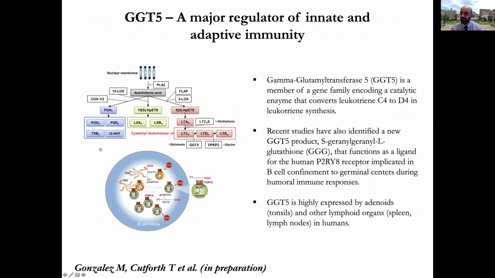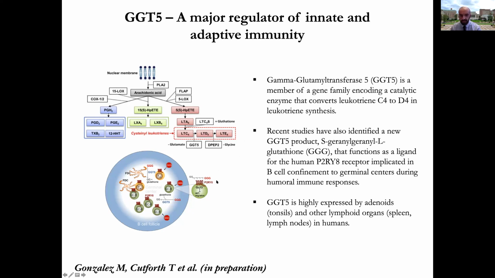So we obviously have become very interested in GGT5 because it's at the top of our gene list, and for a good reason, because GGT5 encodes an enzyme called gamma-glutamyl transferase 5, a member of a gene family encoding an enzyme that converts leukotrienes C4 to D4. And for those of you who have interest in immunology and inflammation, we know that leukotrienes are key molecules that are made during inflammation, and a lot of the non-steroidal anti-inflammatory drugs target this pathway.